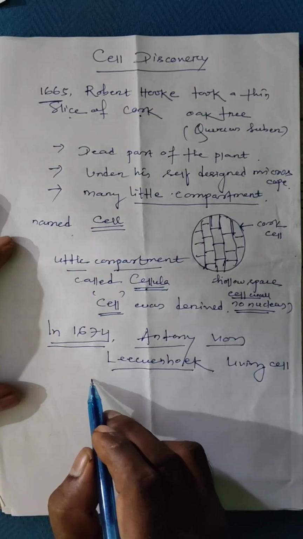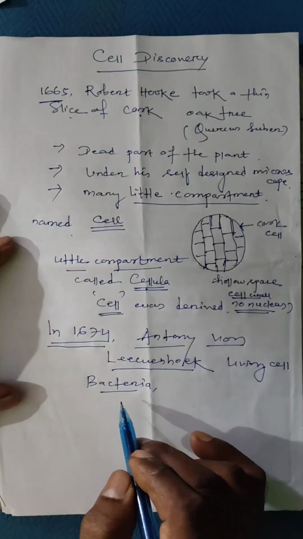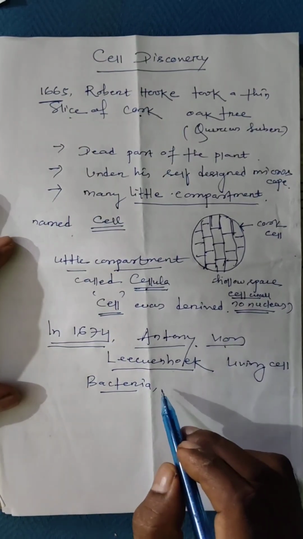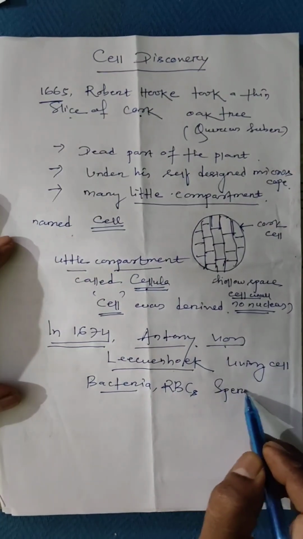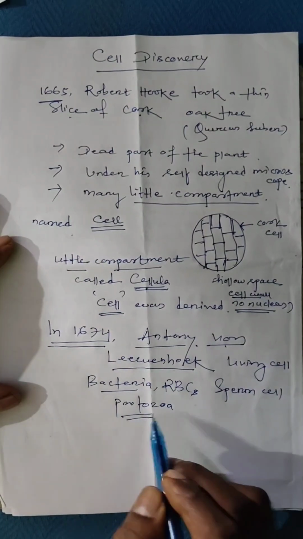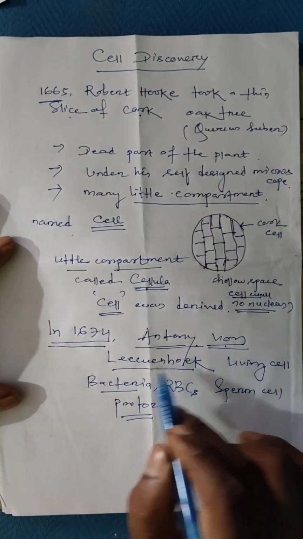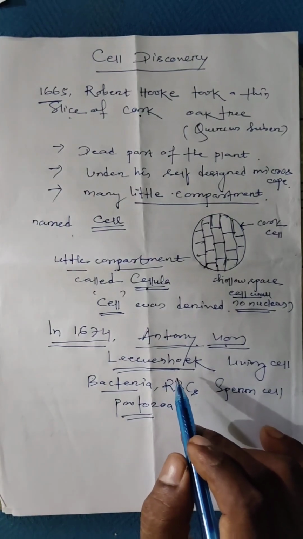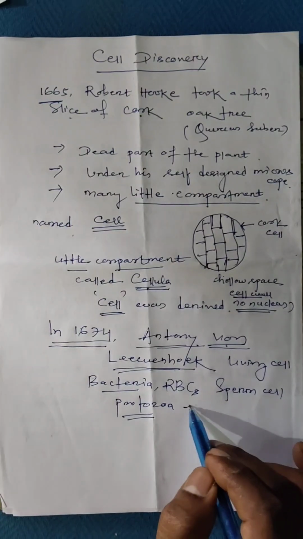He discovered bacteria. We know bacteria was discovered by Antony von Leeuwenhoek. He is known as father of microbiology. Bacteria, RBC, sperm cells, protozoa. So these different types of cells were discovered by Antony von Leeuwenhoek. So in the year 1674, A.V. Leeuwenhoek first discovered the living cells like bacteria, RBC, sperm cell, protozoa, etc.